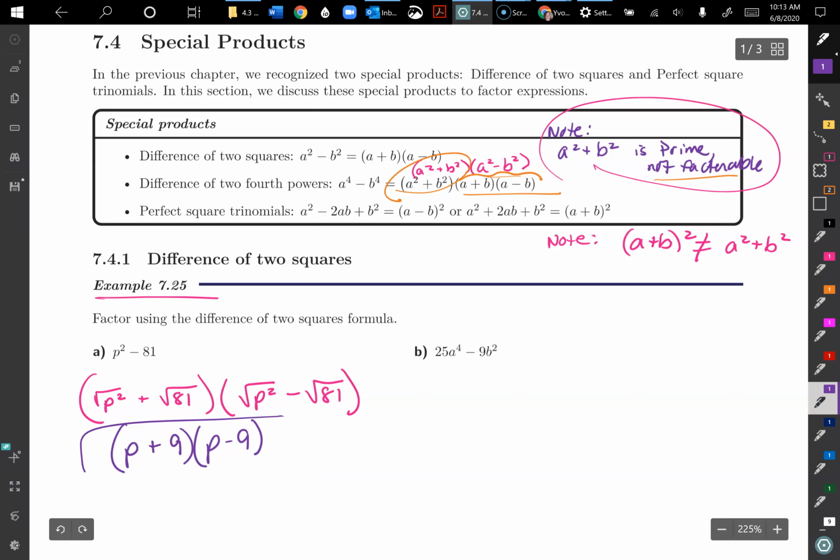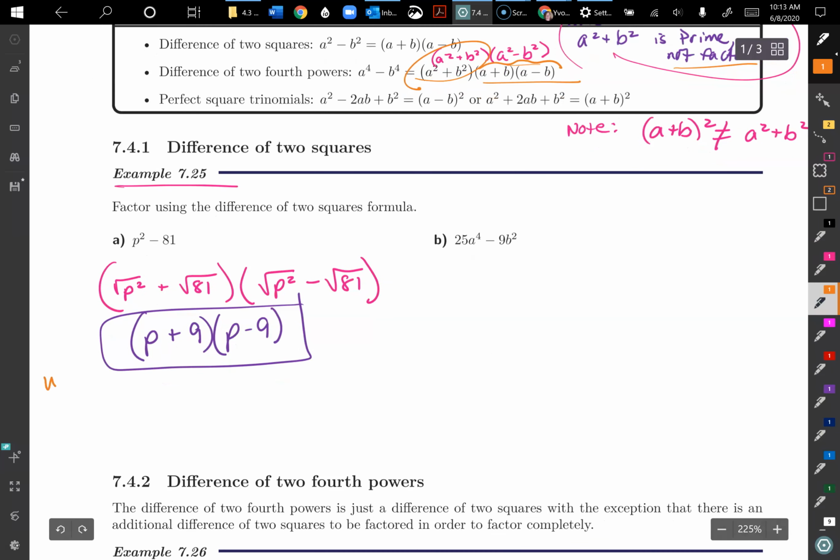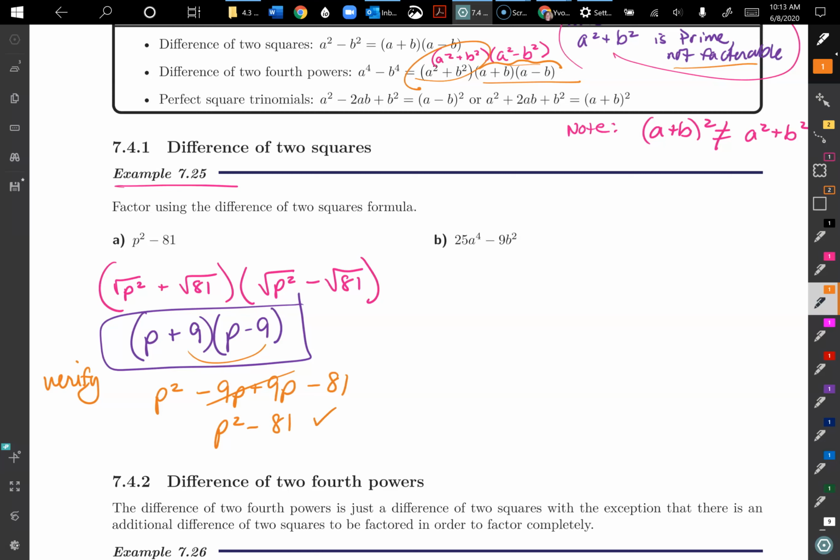Then we're going to check. We're going to mark our answer, but then we're going to verify. That's really important. So we would do the first would be p squared outside minus 9p inside plus 9p, and then out or last is minus 81. These go to 0, so we do in fact get p squared minus 81 as our answer.